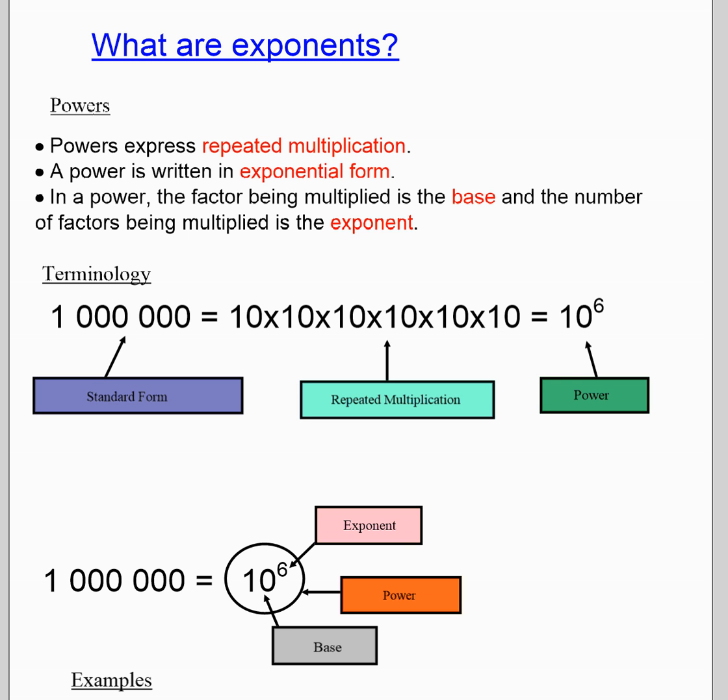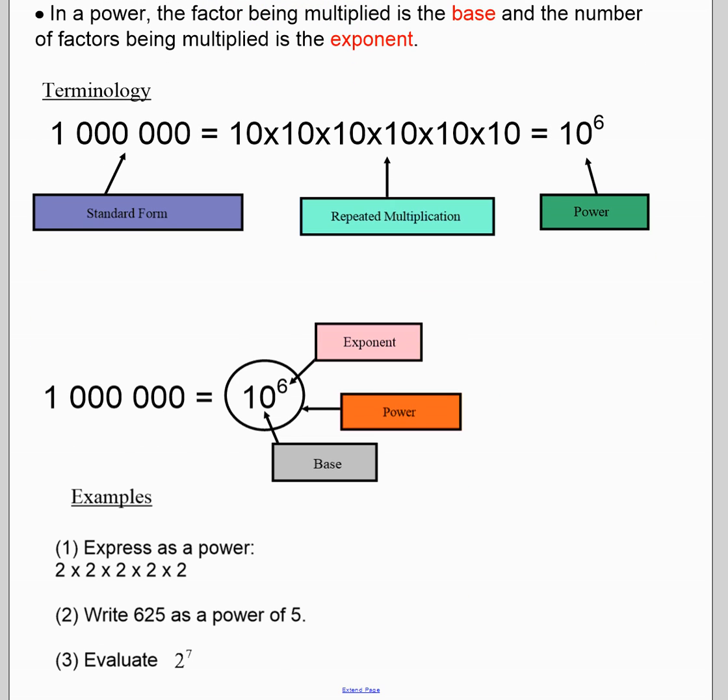What we tend to get confused with was we say 10 to the power of 6. Technically, that's wrong because the whole thing is the power. So we should be saying 10 to the exponent of 6. So 6 is the exponent, the base is 10, and the whole thing, 10 to the 6, is called the power. So let's look at some examples.